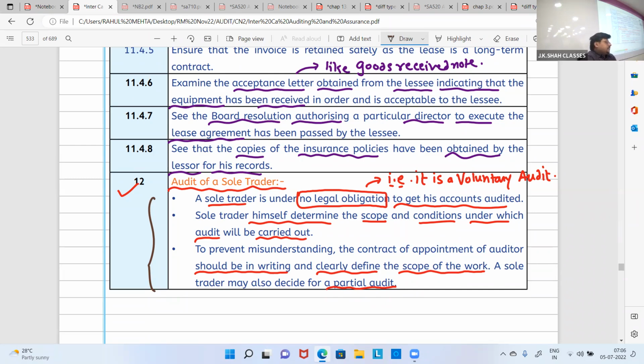Not entirely, only a certain part. For example, something like a stock audit.